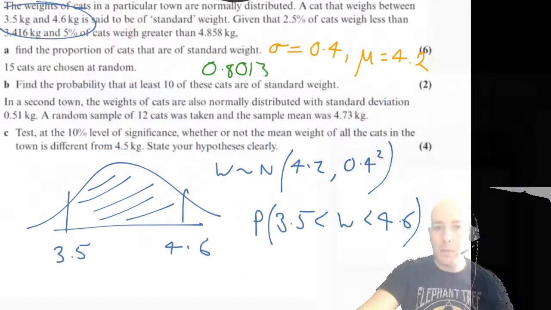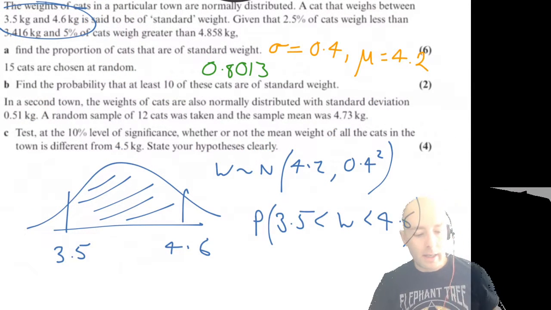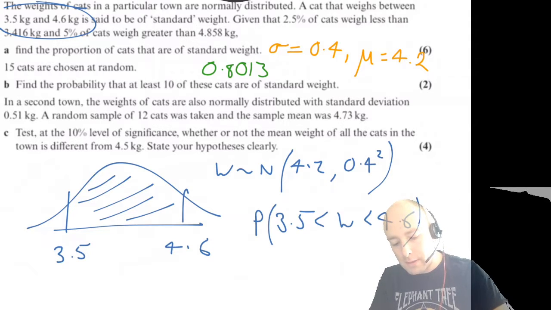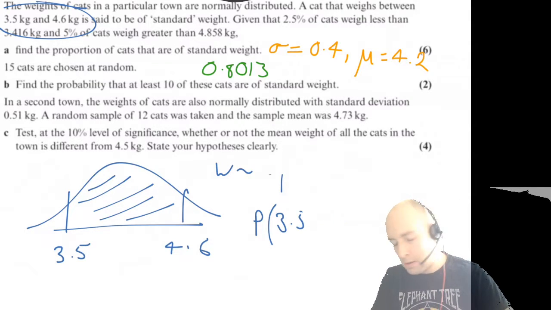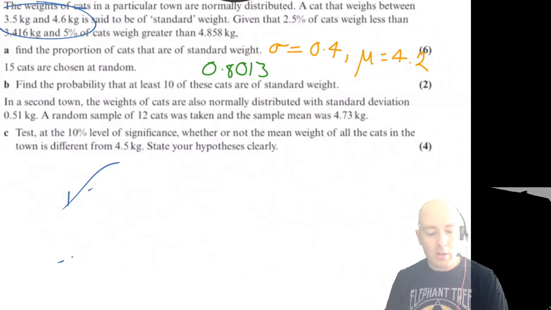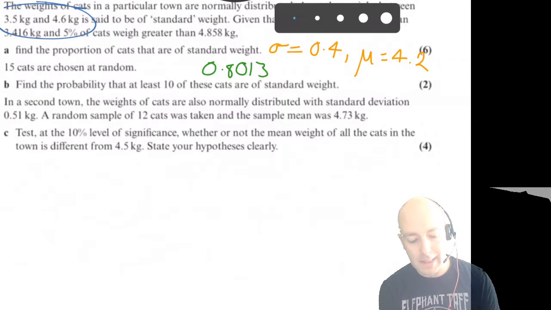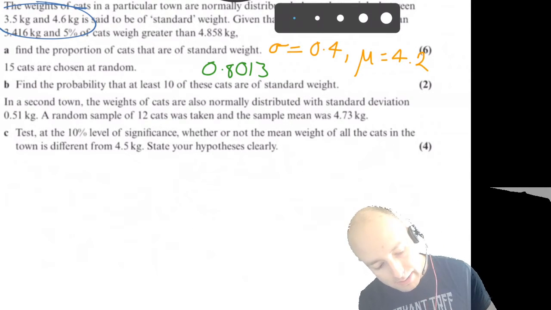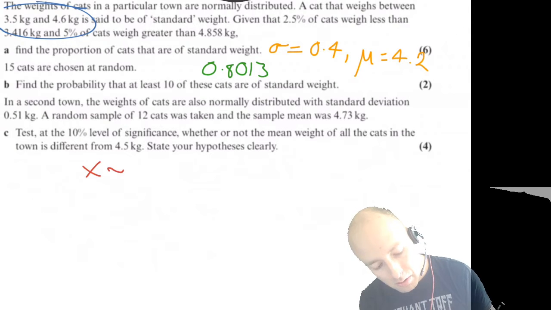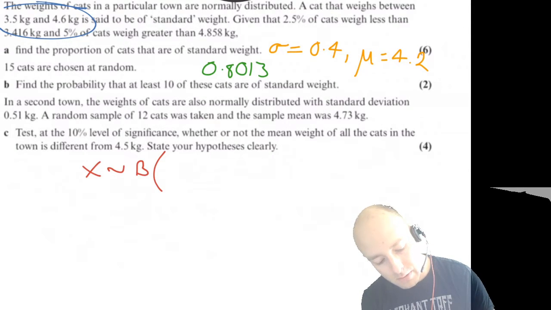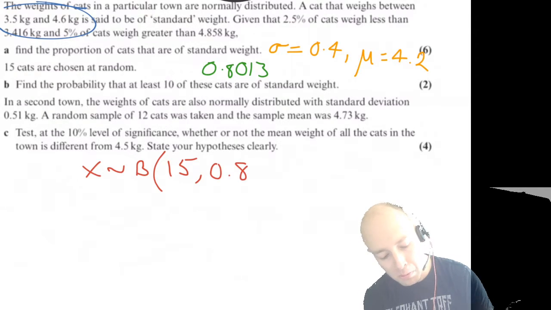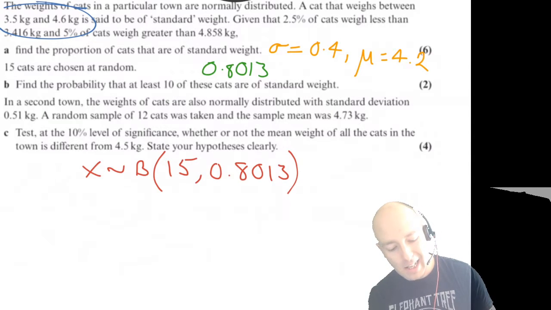Cool. Good job, anybody that got that. Okay, now we're on to our binomial part. So let's get rid of this. So 15 cats are chosen at random. So already we've got a sample size, starting to feel like a binomial question. Find the probability at least 10. So we've got X is a binomial with a sample size of 15 and the probability of success we just worked out, 0.8013. And we're going to find the probability at least 10 cats, so greater than or equal to 10.